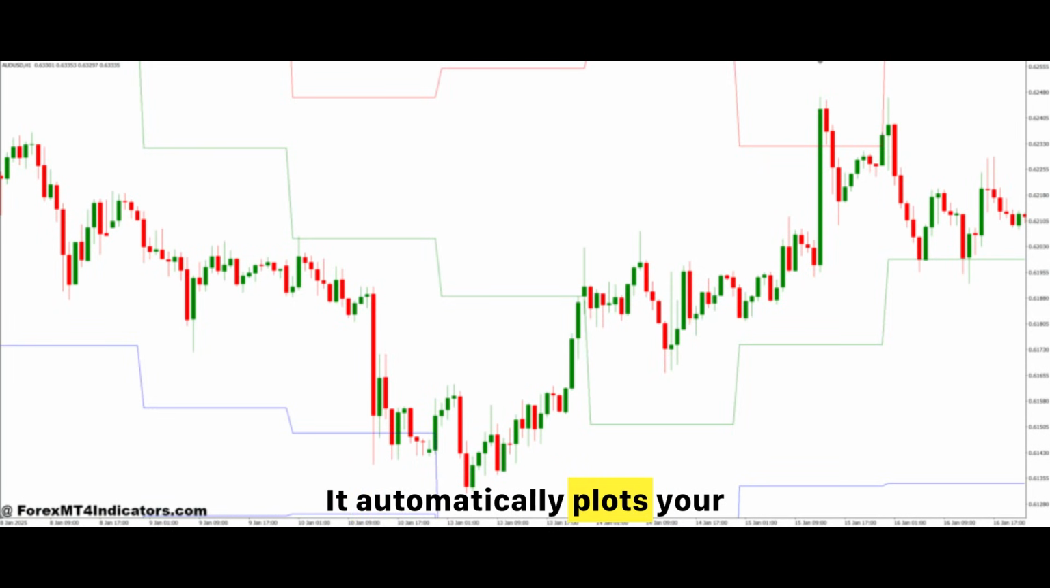It automatically plots your central pivot point, plus multiple support and resistance levels, S1, S2, S3, and R1, R2, R3, right on your chart, updated in real time. Here's how you trade it.